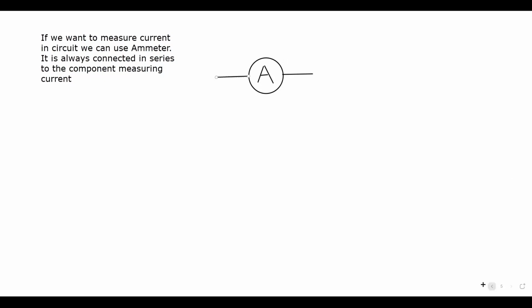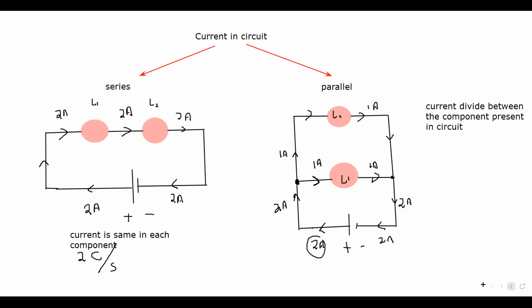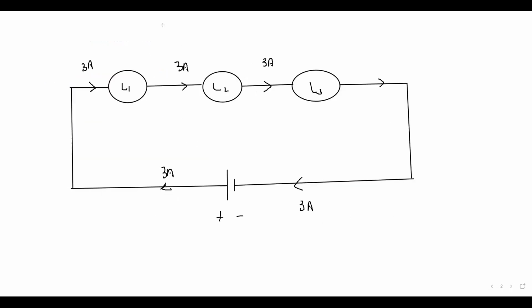So for example, this is the first circuit. I want to measure the current in the battery. So if I want to measure the current in the battery, where should I connect an ammeter? I should always connect the ammeter in series to the component. So it can be before or after, it does not make a difference. So I can connect after the battery or I can connect before. So this is a position of the ammeter, ammeter 1, A1.